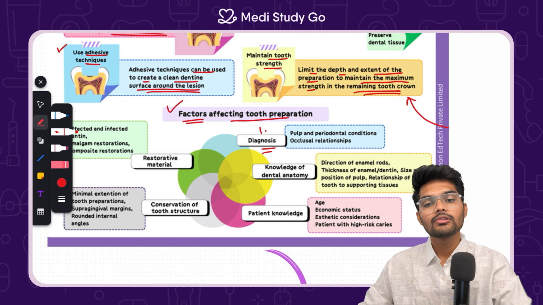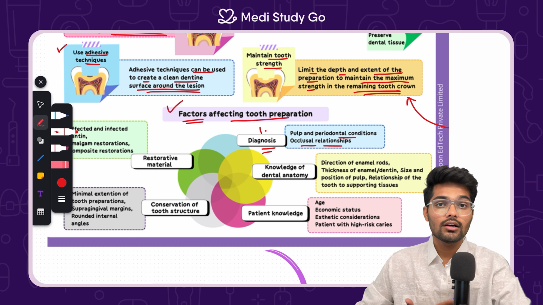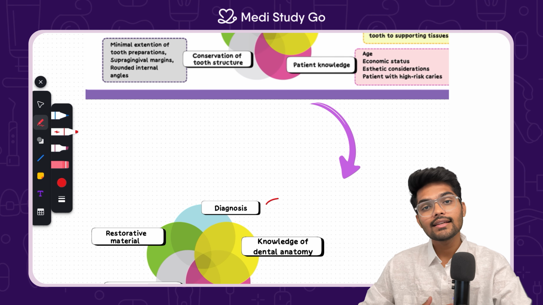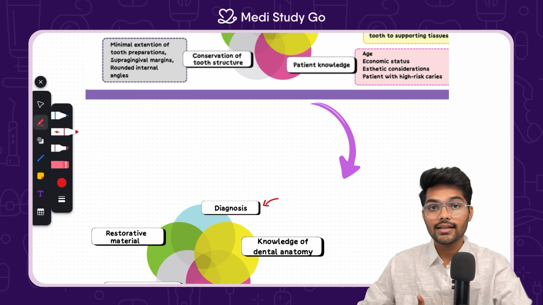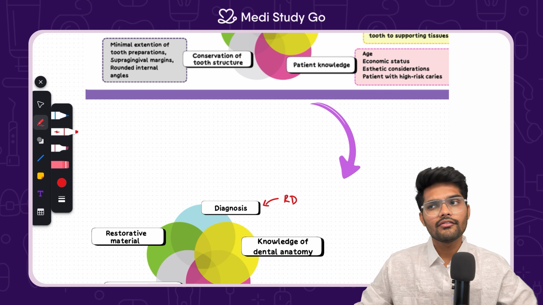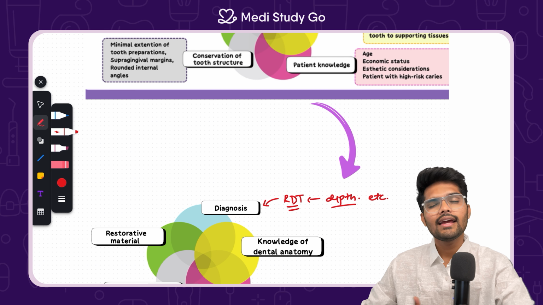So whenever we diagnose, we can see different conditions in the tooth. We can see pulpal and periodontal conditions, or the occlusal relationships, for example, adhesion and all. So all of this is basically going to directly affect the amount of tooth structure or the cavity design which we are going to produce, because this affects till what depth we need to go, how much amount of RDT, which is remaining dentin thickness, we want, again, the depth of cavity and much more.